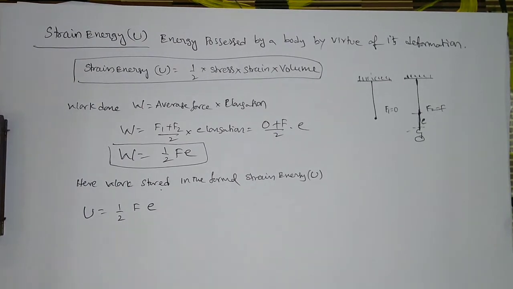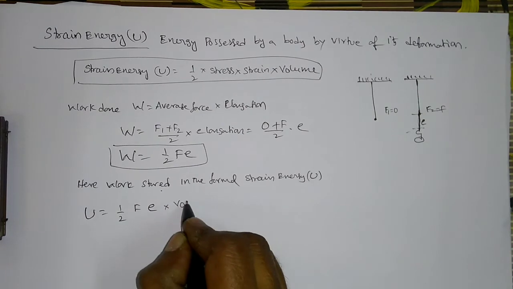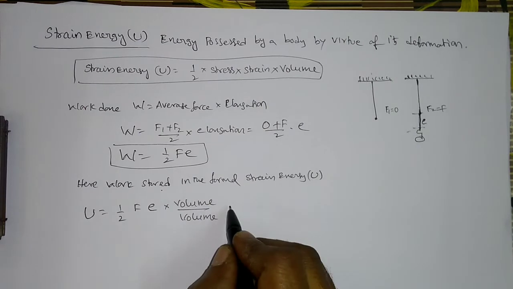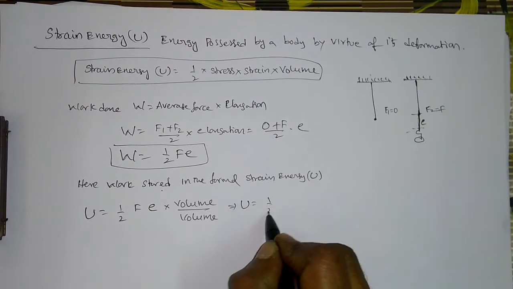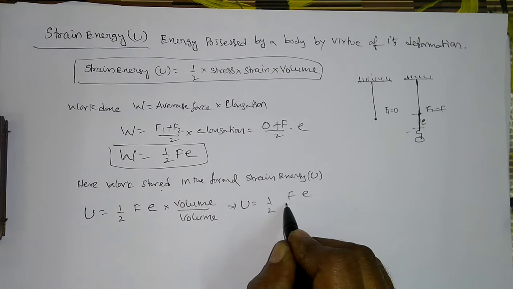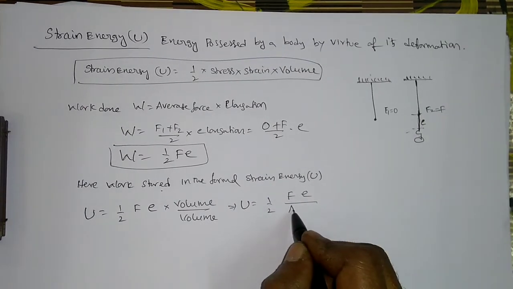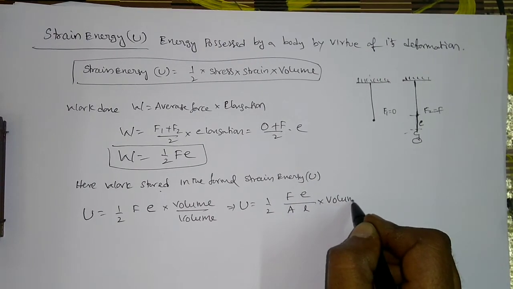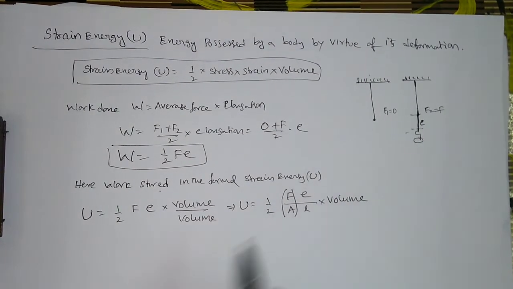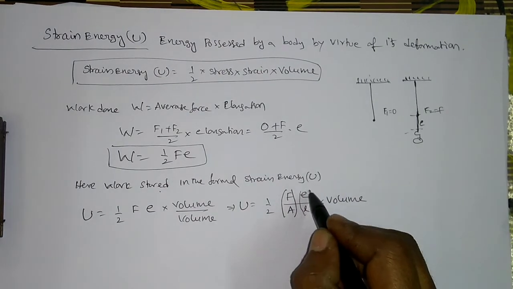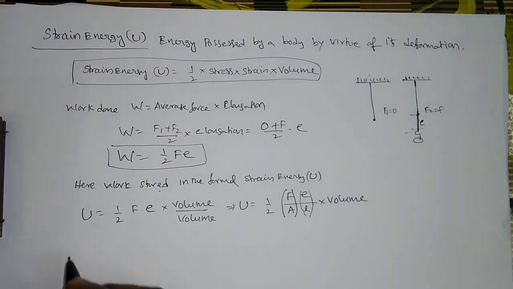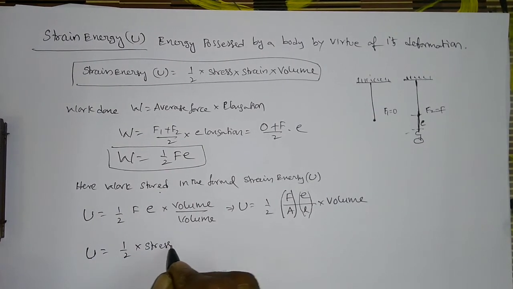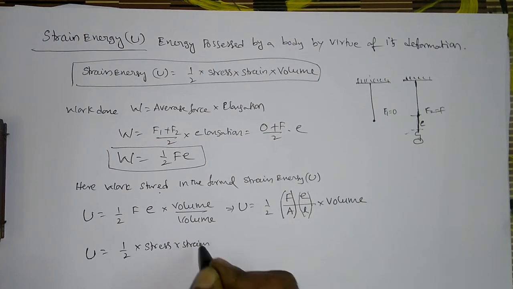For convenience in getting the relation, I am multiplying and dividing by the volume. So 1 by 2 into F into e into volume by volume, where in place of volume I can write area into length. But we know force by area indicates stress, and elongation by original length indicates strain. So simply U is equal to 1 by 2 into stress into strain into volume.